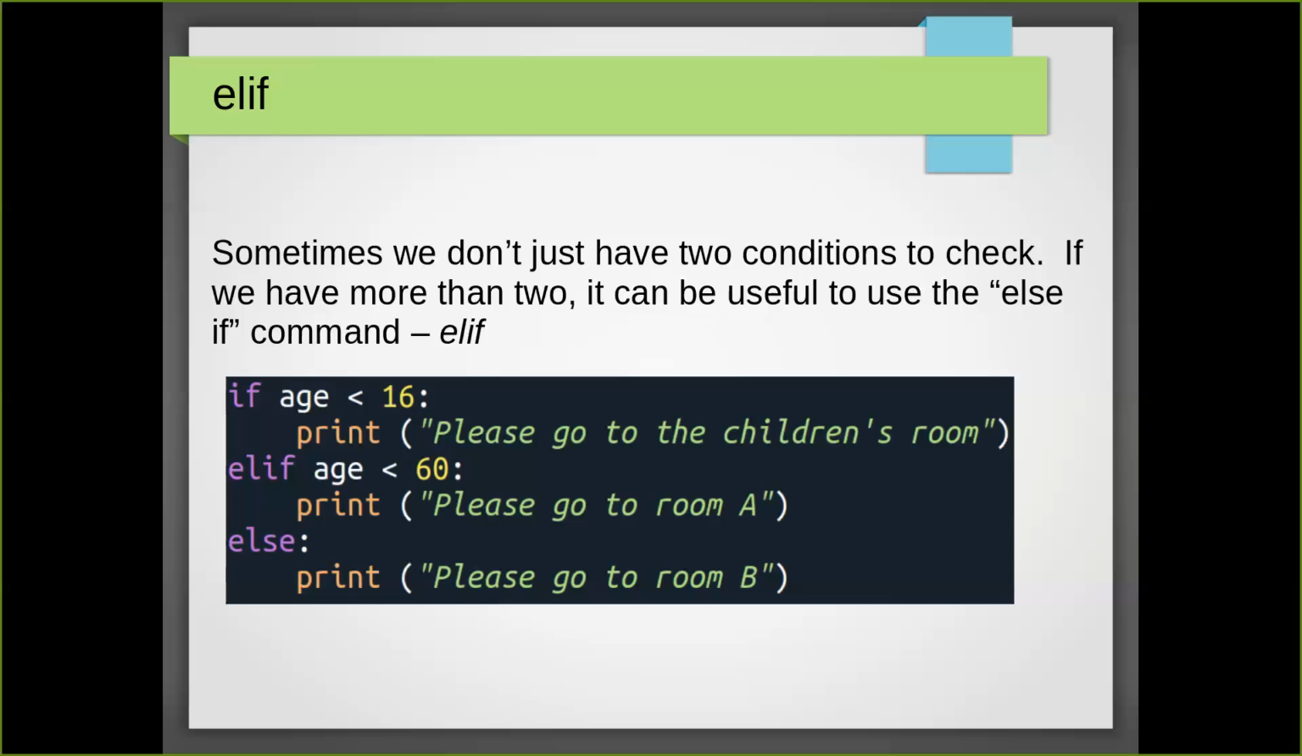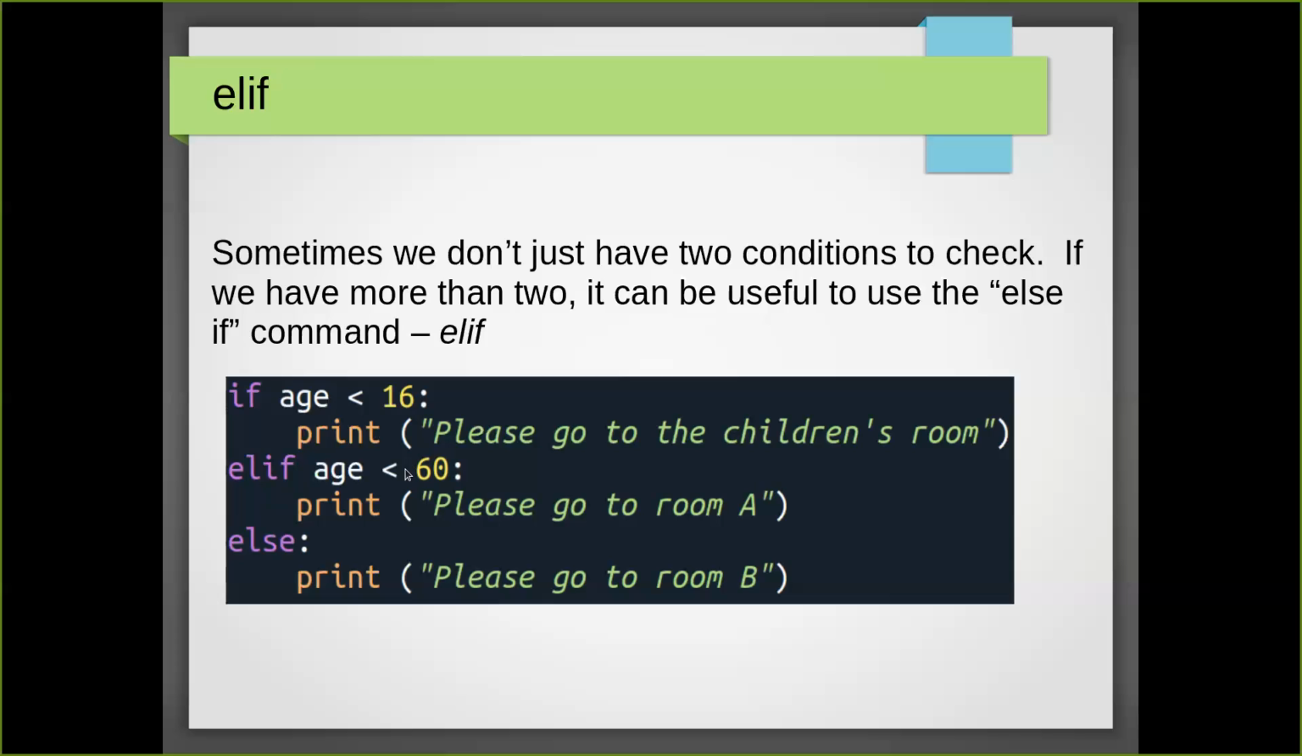So here's an example. We may have, if age is less than 16, then print the message, please go to the children's room. Now, if they're not less than 16, we may still have different things to do depending on what the age is. So here I'm saying elif, age is less than 60. So if that's not true, then is the age less than 60? Now remember, if it's got to this point in the program, then the age is not less than 16, because otherwise this would have resolved to true, and we'd be up here.